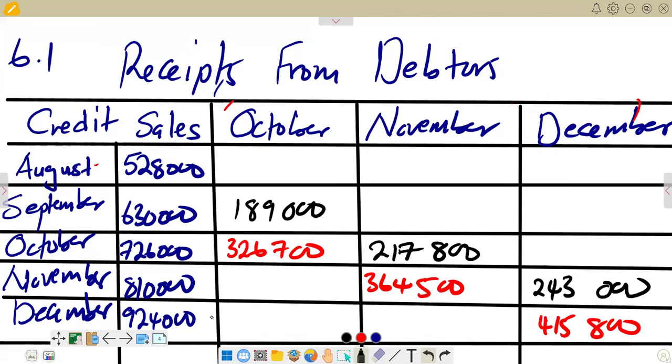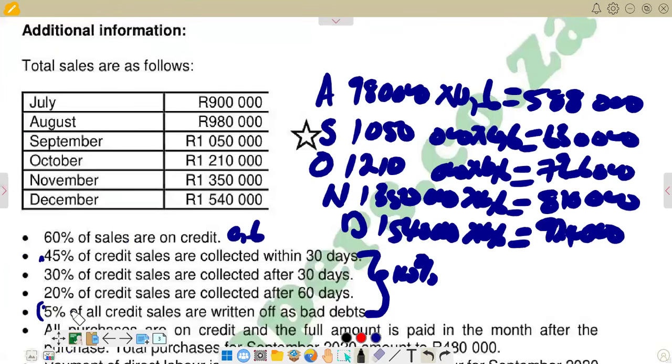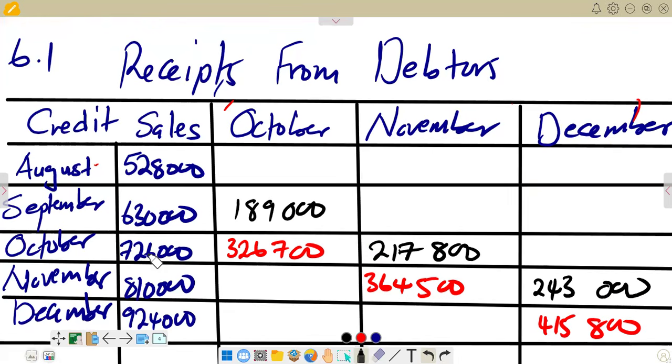Then we go to the last instruction that we are going to include here: 20% of credit sales are collected after 60 days. So 20% is 0.2. It means after 2 months. For October, we go 2 months back, saying 1, 2. So the 20% of the credit sales for August are the ones that will be received in October. So we say August, October. We're saying 0.2 times 528,000, and we get 117,600.